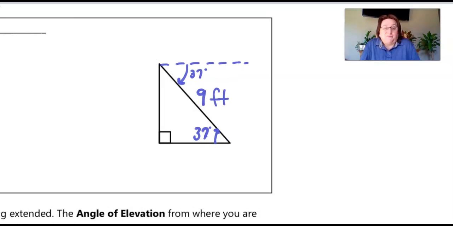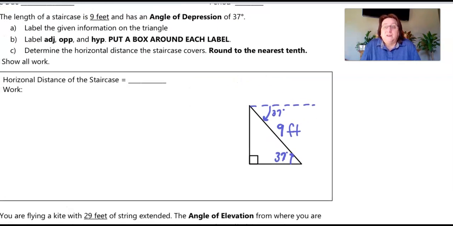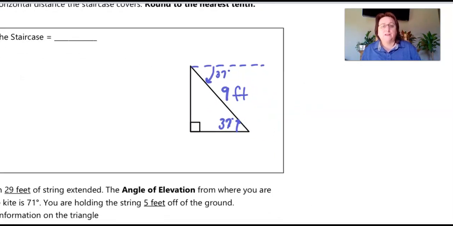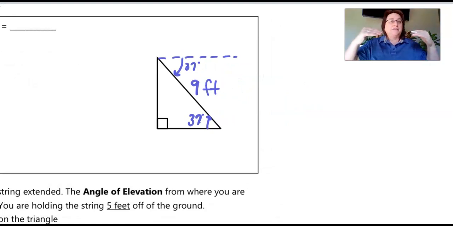First of all, what else did I miss? We labeled the given information on the triangle. We're going to label the opposite, adjacent, hypotenuse. Let's do that now. I want you guys to tell me, what should I label on the horizontal side? Opposite, adjacent, or hypotenuse? What should I label on the vertical side? Opposite, adjacent, or hypotenuse? What about on the 9 feet? Is that opposite, adjacent, or hypotenuse?